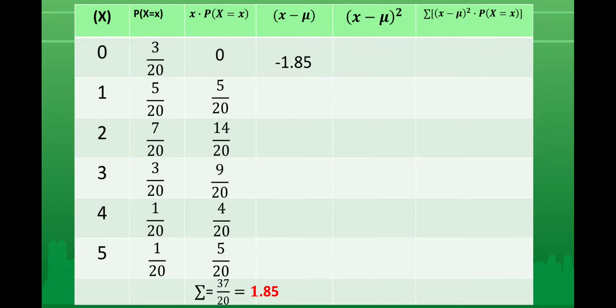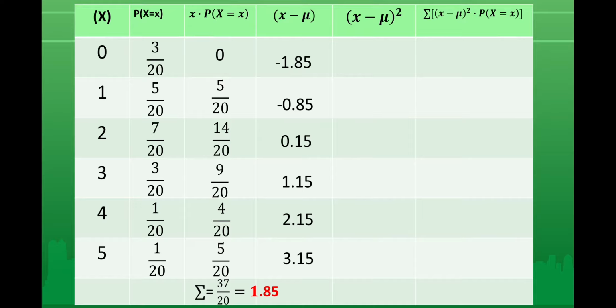And 1 less 1.85 is equal to negative 0.85. 2 minus 1.85 is equal to 0.15. And 3 less 1.85 is equal to 1.15. 4 less 1.85 is equal to 2.15, and 5 less 1.85 is equal to 3.15.